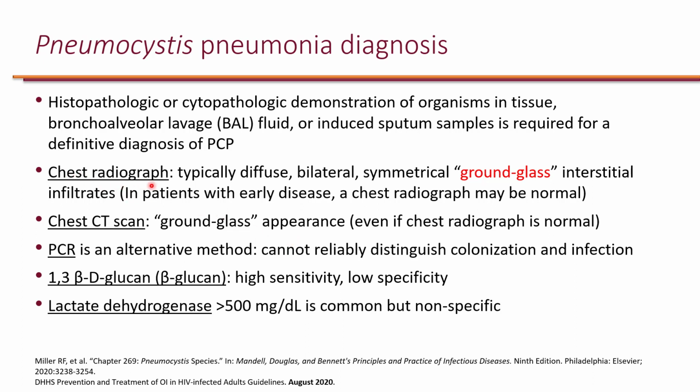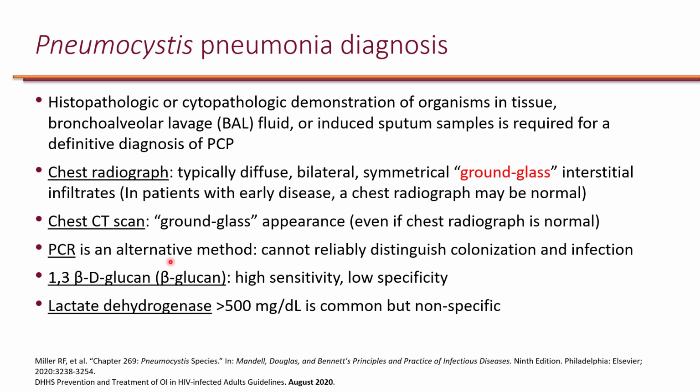If you have a chest radiograph, basically a chest X-ray, you will see symmetrical ground glass infiltrates. On chest CT, you will also see the same. The benefit of chest CT is that even if the chest X-ray is normal, you can still see the ground glass appearance on the chest CT.